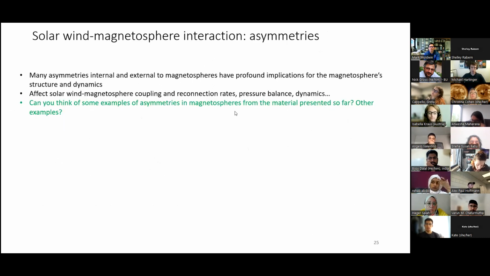Okay, in the last few minutes here, I wanted to spend a few slides on asymmetries. So I mentioned earlier, and there were some great comments earlier, about how there are asymmetries in magnetic fields that affect the dynamics or the global structure of magnetospheres. When you have asymmetries like that, it can affect magnetosphere coupling, reconnection rates, pressure balance, dynamics. And I think I'll just quickly pause and see if anyone can think of examples of asymmetries that you've seen in the material I presented so far, or other examples you can think of in your own research. So any other thoughts on possible asymmetries in other magnetospheres or in magnetospheres in general?